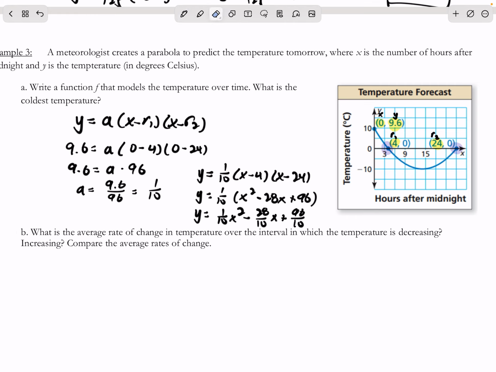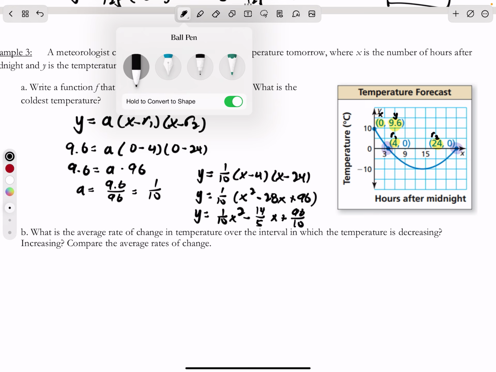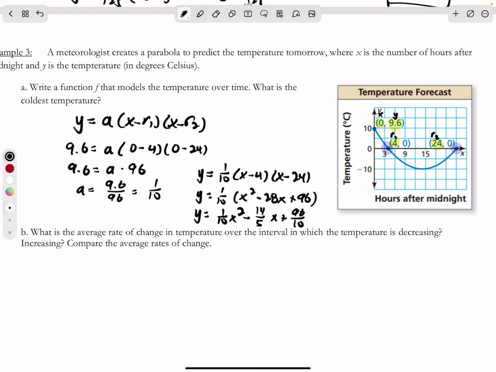I think some of those fractions are going to cancel. Let me erase those. 28 over 10 is 14 over 5. 96 over 10, well, they're both even, so 48 over 5. You guys will probably find a math mistake or two. I'm not really rushing, but I think I am rushing a little bit.